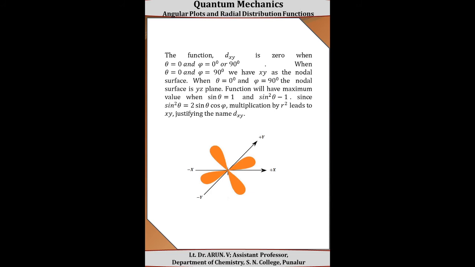Similarly, the dxy function is also 0 when theta is equal to 0 and phi is equal to 0 or 90 degree. When theta is equal to 0 and phi is equal to 0 degree, the xy plane becomes the nodal surface. When theta is equal to 0 degree and phi is equal to 90 degree, the nodal surface is the yz plane. The function will have a maximum value when sin theta is equal to 1 or sin square theta is equal to 1. Since sin square theta is equal to 2 sin theta cos phi, the multiplication by r square leads to xy. Therefore, it gets the name dxy.